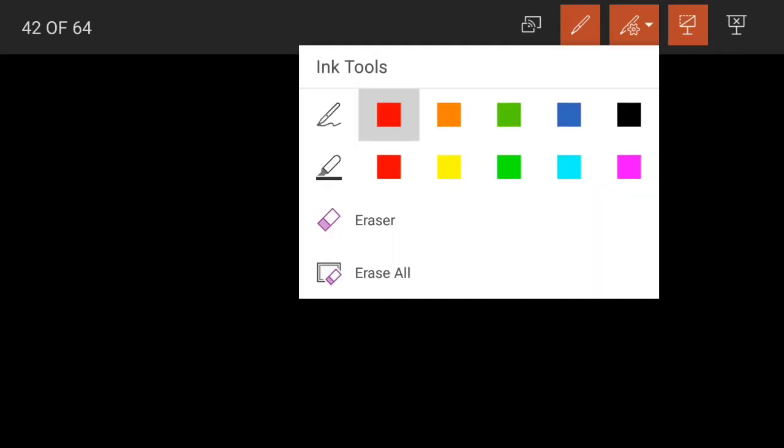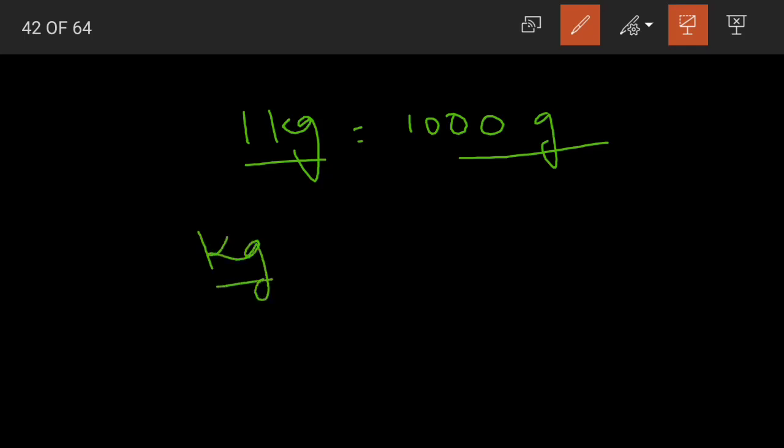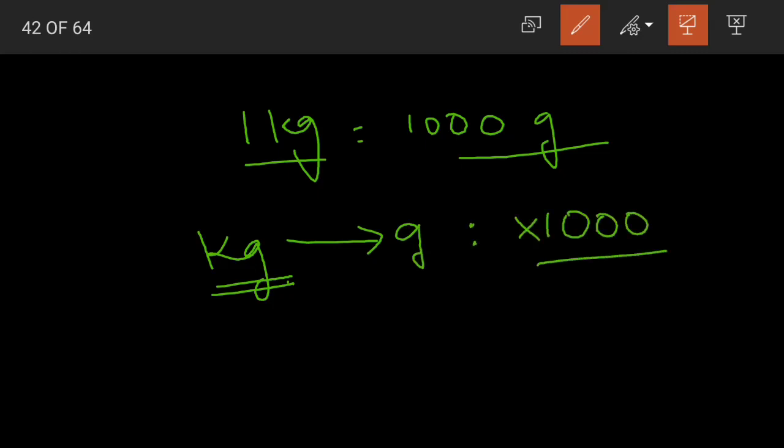What is the relationship between kilograms and grams? 1 kilogram is equal to 1000 grams. Yes, 1 kilogram is equal to 1000 grams. So when we want to convert the given measure, which is in kilograms, into grams, what should we do? We should multiply by 1000. Yes, when we multiply the given kilograms value by 1000, the answer we get will be in grams.